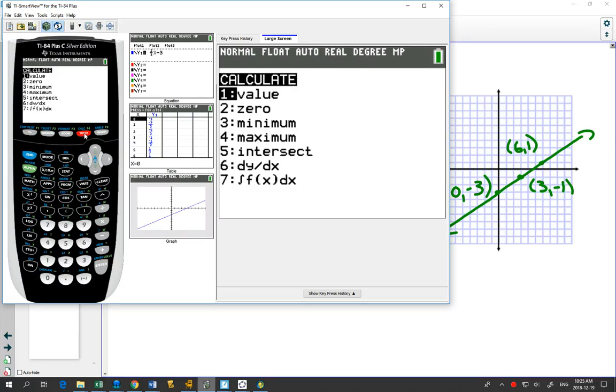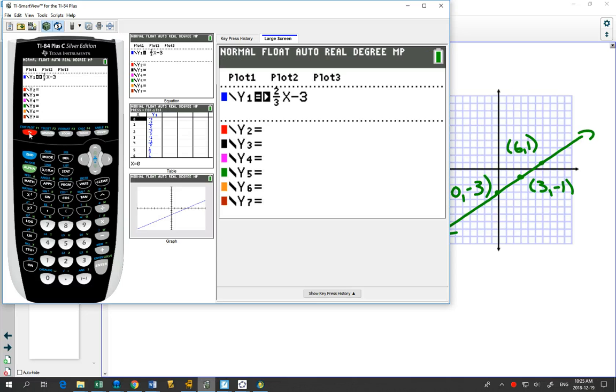Other things it can do is it can find minimums, maximums. Well, this line keeps going up forever. It has no maximum. It keeps going down forever. It has no minimum. So that doesn't really help us in this situation. You can find where two lines intersect, but we only have one line.